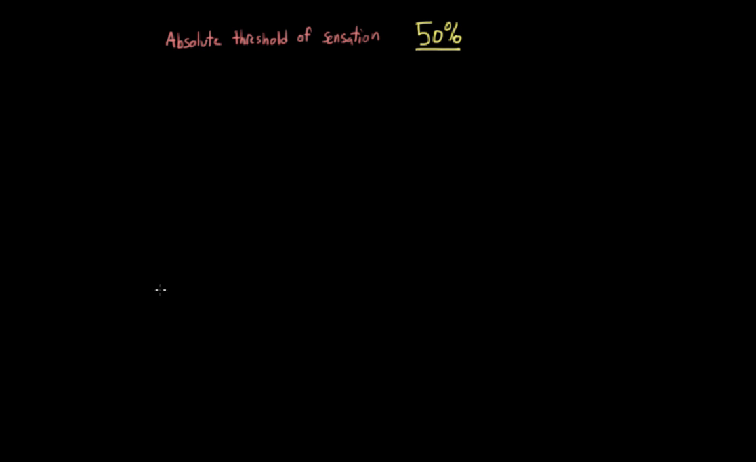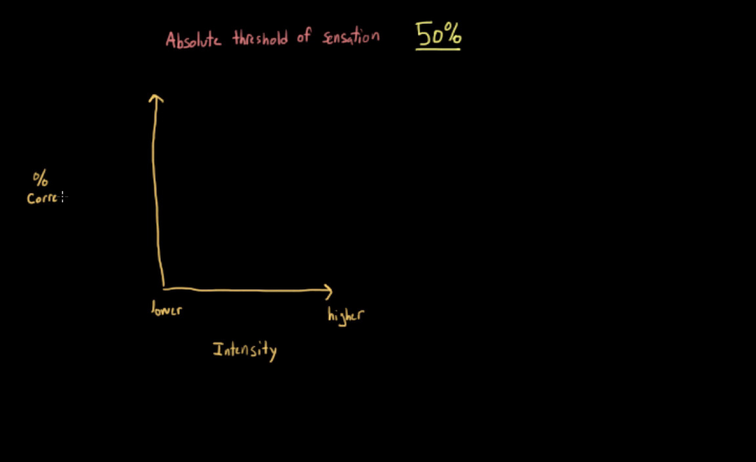And let me try to graph this to make it look a little clearer. So on the x-axis, we'll put intensity, and we'll have lower intensity on one side and higher intensity on the other. And so for things like sound, a lower intensity would be a very quiet sound, whereas a higher intensity sound would be a much louder one. And then on the y-axis, I'm going to put percentage of correct detections.